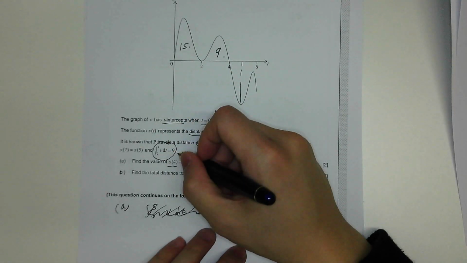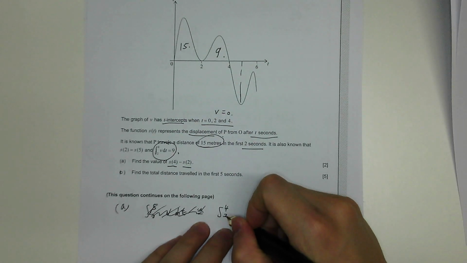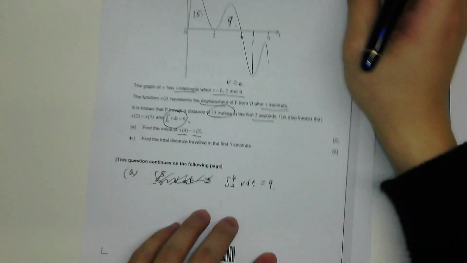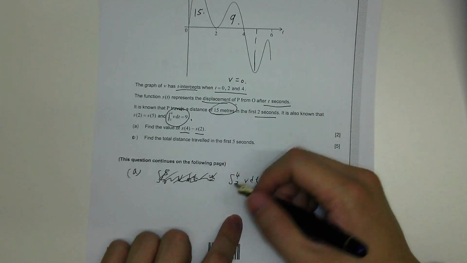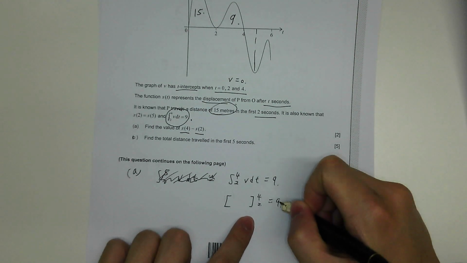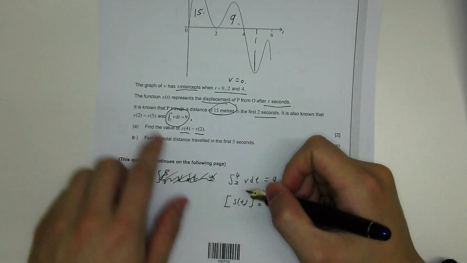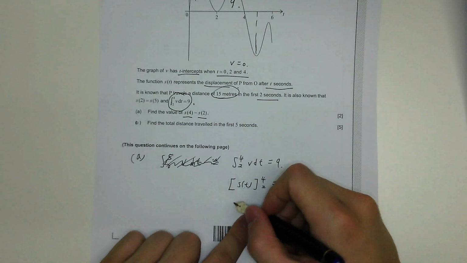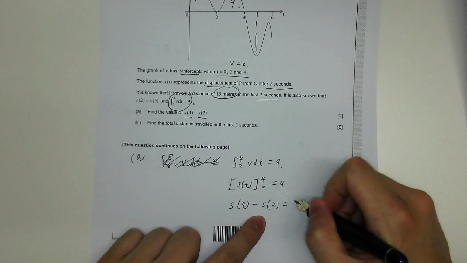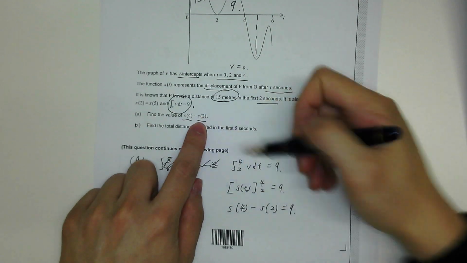So now we can start from here. Integral from 2 to 4 of v dt equals 9. That's a definite integral. That means the next step is a bracket from 2 to 4 equals 9. So integration of velocity is displacement, which is s(t). And then we can substitute t equals 4 minus t equals 2, equals 9. So that's the answer of part A. S4 minus S2 equals 9.